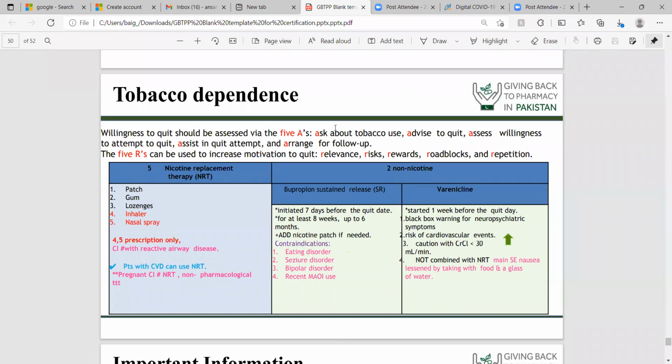But Zyban is contraindicated in eating disorder, seizure disorder, bipolar disease, and if the patient has recently used any monoamine oxidase inhibitor. Normally it is started 7 days before the quit date and continued for at least 8 weeks, up to 6 months. The other option available is varenicline, that's Chantix. This medication is also started 1 week before the quit date, but it has a black box warning of neuropsychiatric symptoms. You have to be cautious if the patient has any kidney disease.